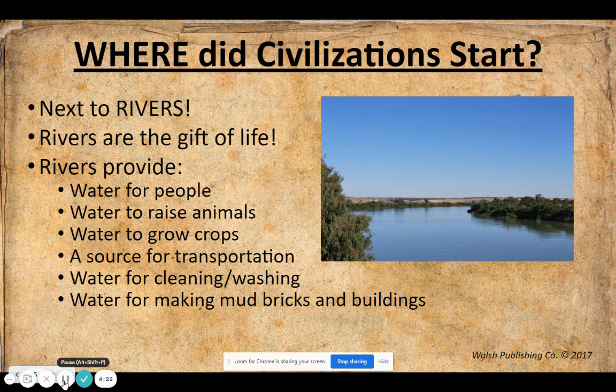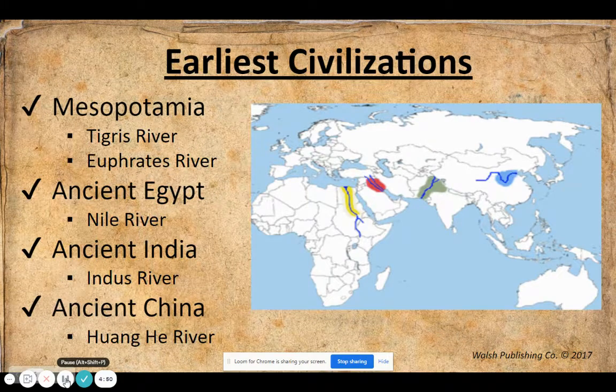Rivers were a good source of transportation. Once the boat was invented, they could use a river for transportation up and down the river. They also used the water for cleaning and washing, and water was for making mud bricks and other buildings. Because there wasn't a lot of abundance of trees, they had to use the resources they got from the earth. And rivers allowed for them to have mud, and mud allowed them to have mud bricks to build.